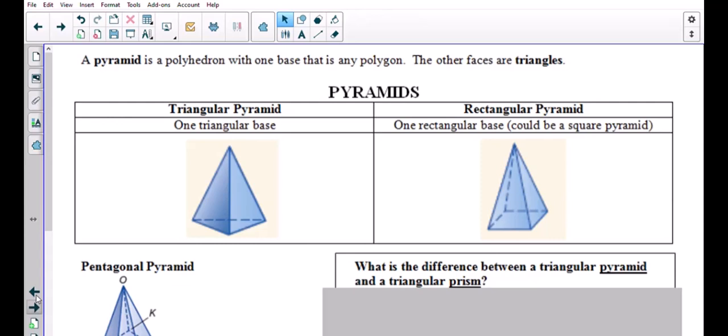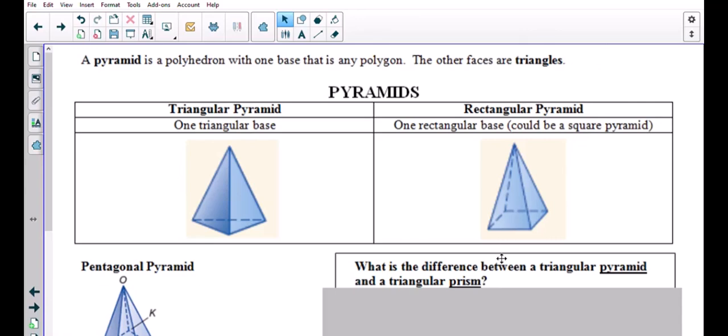The other faces, by the way, will be triangles. Remember how we just saw with our prisms, all the other faces were rectangles. For a pyramid, all of the other faces will be triangles. So the ones we're going to spend most of our time on will be the triangular pyramid here that's on the left. And really any of those triangular faces could be considered a base. I'm going to use the one that is on the bottom here as the base, but all the other faces are going to be triangles as well.